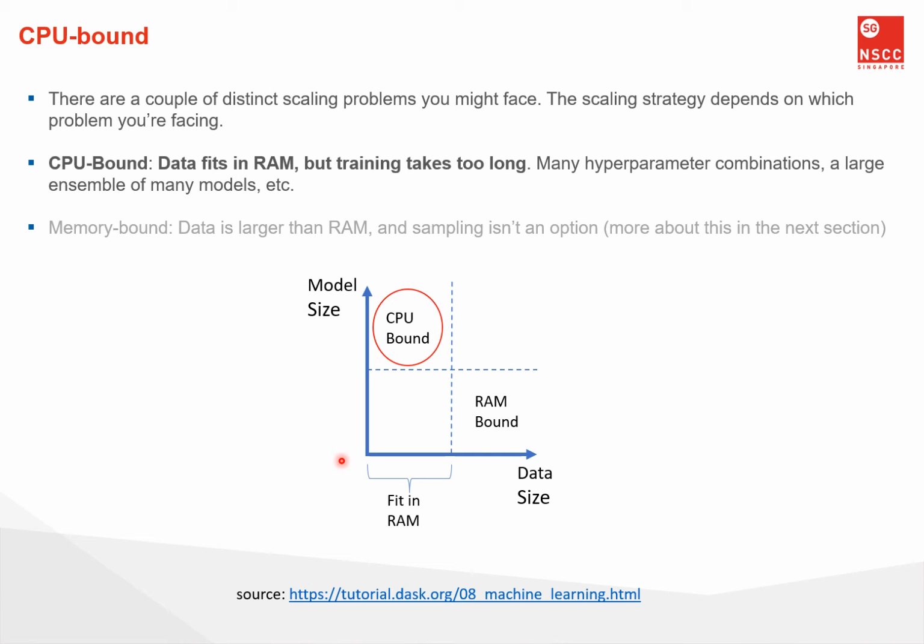So for CPU bound, if you imagine a quadrant like this where we have model size on the vertical axis, so a small model and moving up is a larger model, and a larger model takes basically more computations, processing power is required versus the memory size. So small memory size, and then as the training data increases, we need more and more memory. So RAM bound means that it's falling over here. But let's talk about CPU. CPU bound, the data fits within the RAM, but the amount of CPU required is very large.